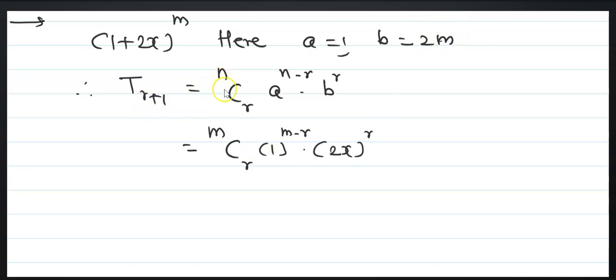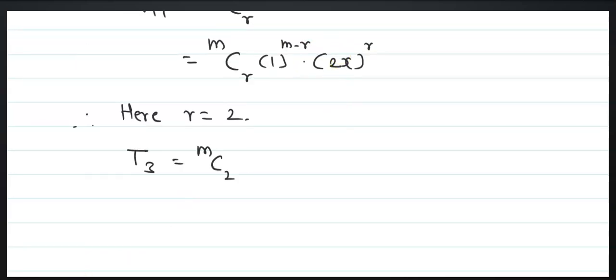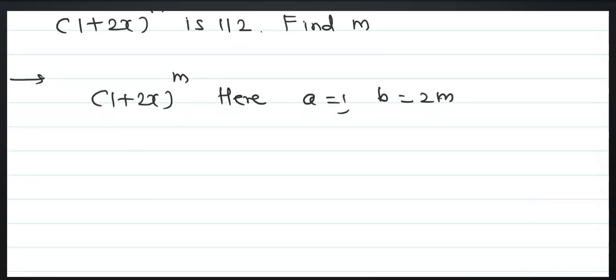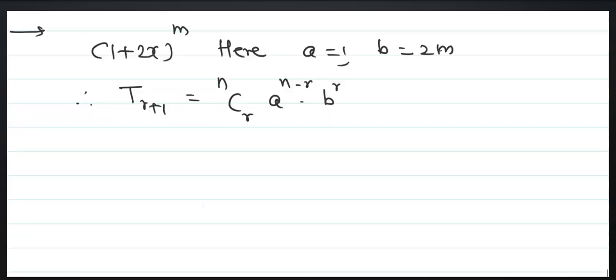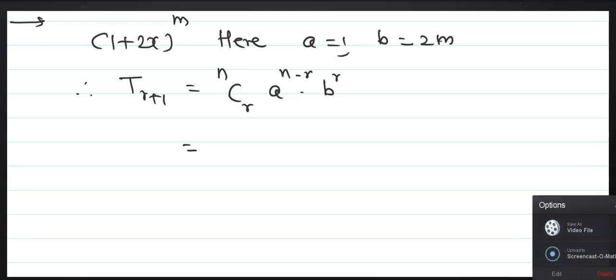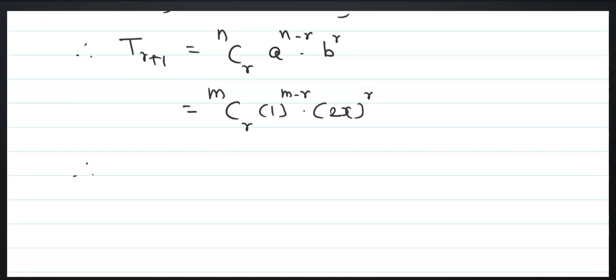Now T(r+1) is equal to nCr, a raised to n minus r, b raised to r. Now substitute the values. That is mCr, 1 raised to m minus r. Now again you can see this. By mistake I had written b is equal to 2x, but I had written 2m. And this is the regular formula: T(r+1) is equal to nCr, a raised to n minus r into b raised to r. Substitute the values: 1 raised to m minus r, and (2x) raised to r.